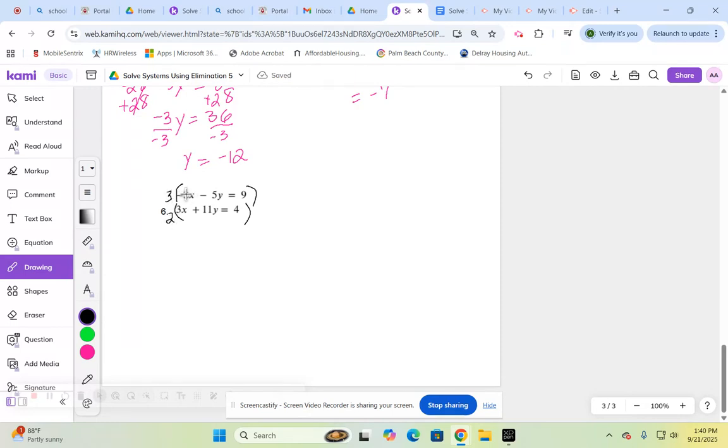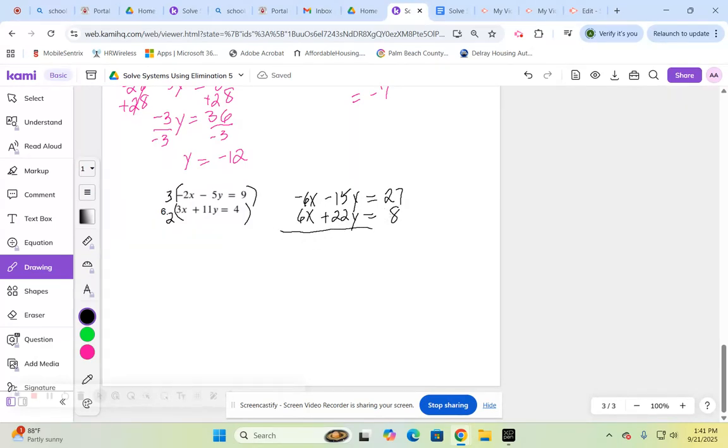So once I multiply negative 2x times 3, I'm going to have negative 6x on top. On the bottom, I'll have 2 times 3x is going to be 6x, so that'll give me my zero pair. So let's do that. 3 times negative 2x is negative 6x. 3 times minus 5y is minus 15y equals 3 times 9 is 27. Let's do the bottom one. 2 times 3x is 6x. 2 times 11y is 22y. And 2 times 4 is 8.